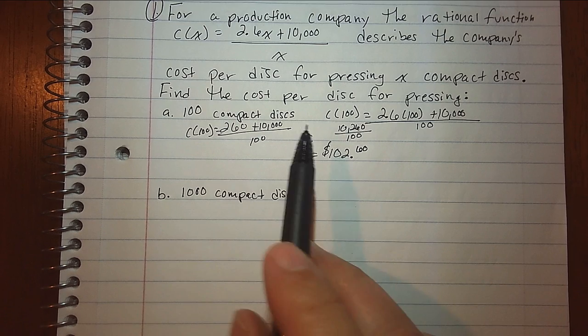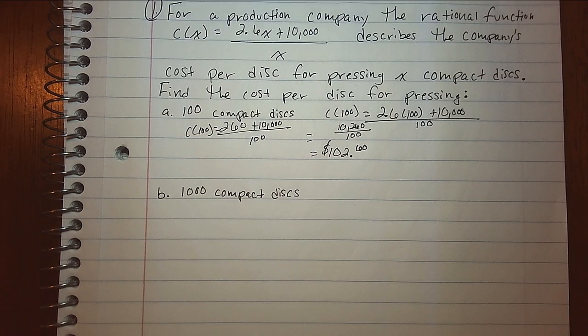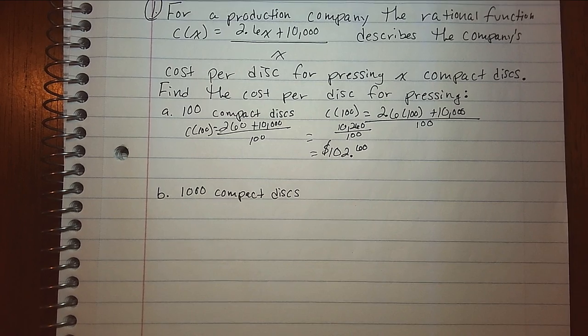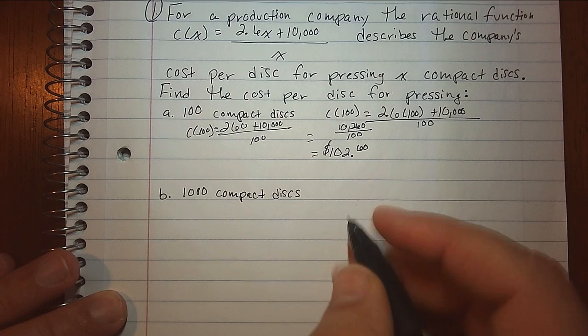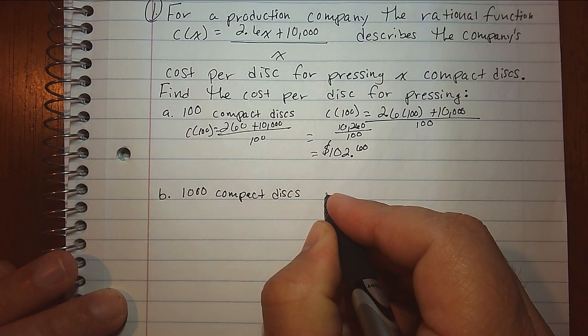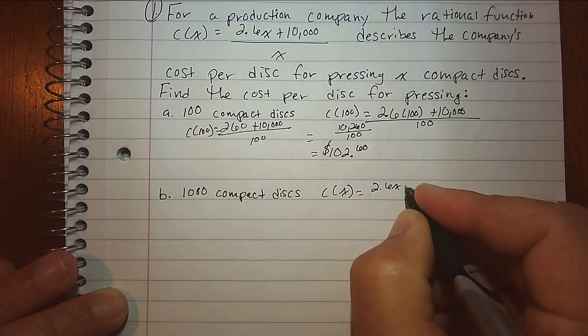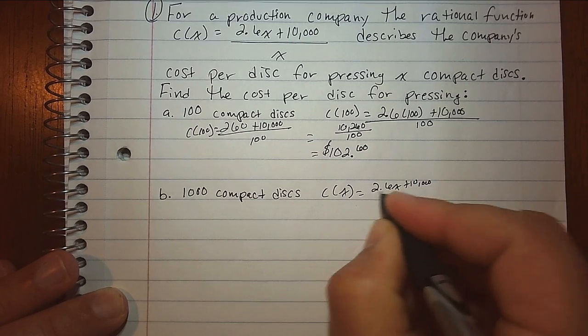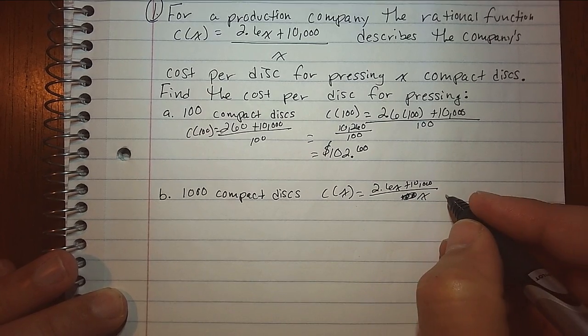So the total cost to run 100 discs is $10,260, okay? That would be some expensive discs. I don't think anybody would be going down to Walmart and buying the greatest hits of whoever for $102 a disc. So let's see how they make it affordable. Let's use that same function, C of x equals (2.6x plus 10,000) over x, and then we rewrite it.